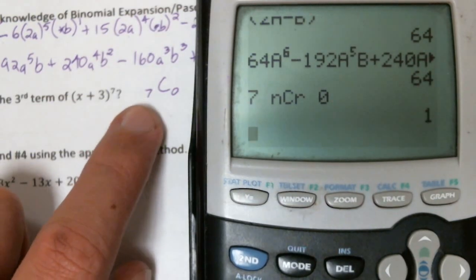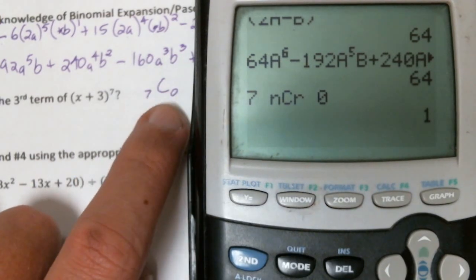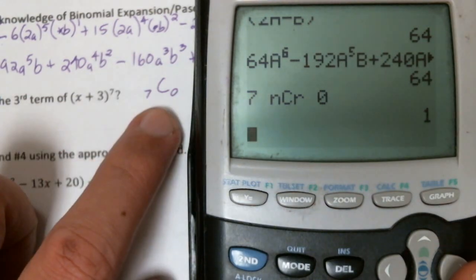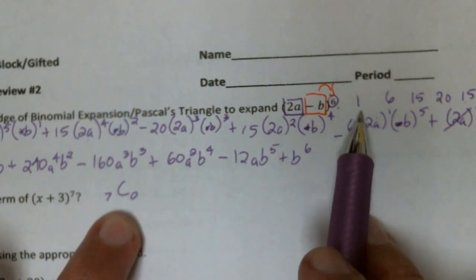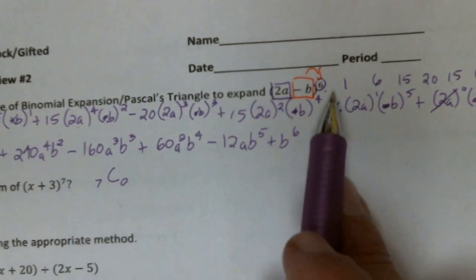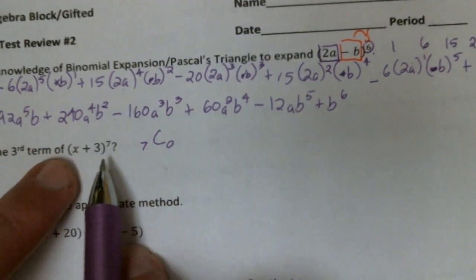Okay, so it's saying I've got 7 things and I'm choosing 0 things. How many different ways can that happen? That can only happen one time. All right, so 7 choose 0 is 1. Guess what? If you looked at your Pascal's triangle, of course that first term is also going to be 1. So this is just another way of getting the same coefficients in Pascal's triangle. And now I'm going to do the same thing as we did up here.